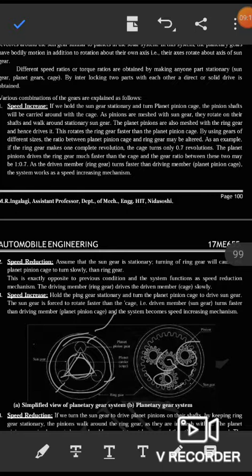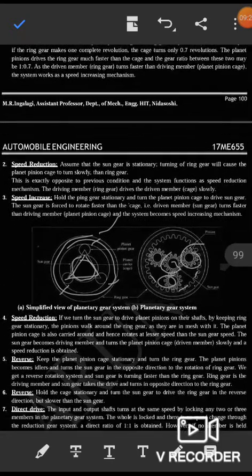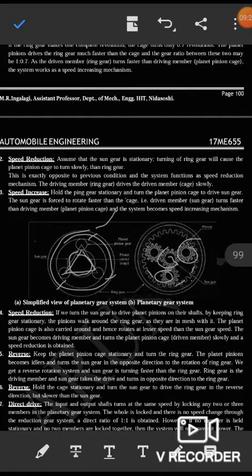So likewise, a speed increasing mechanism can be achieved using what I already explained in this paragraph. Now the speed reduction. How to reduce the speed? By using some other combination of gears here. Assume that the sun gear is stationary. Turning the ring gear will cause the planet pinion cage to turn more slowly than the ring gear.